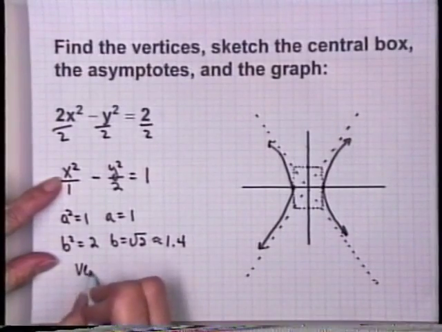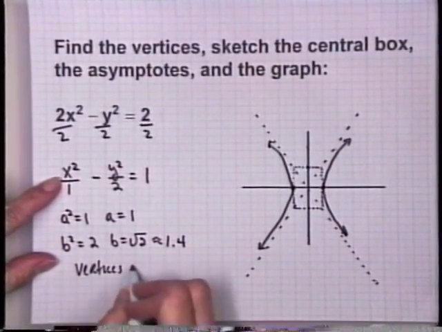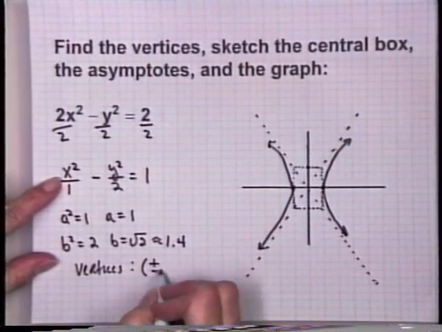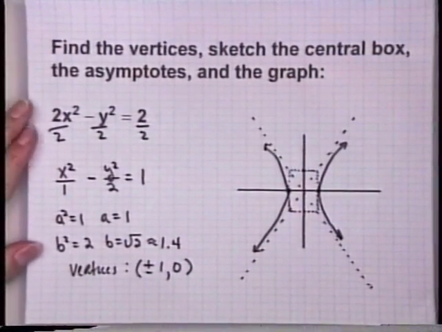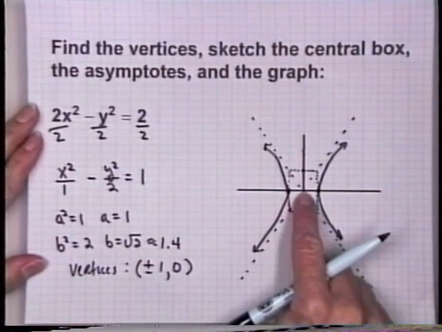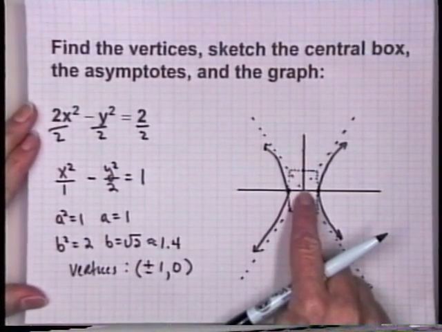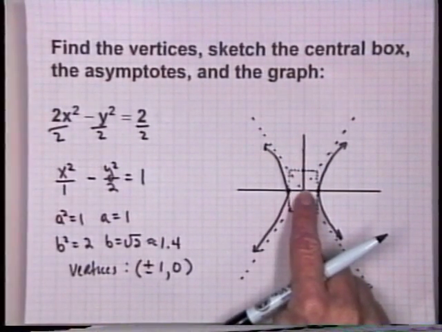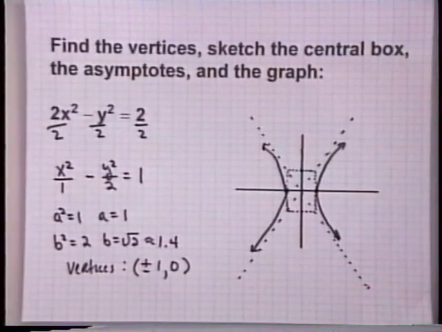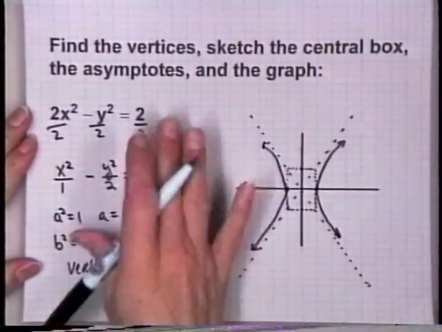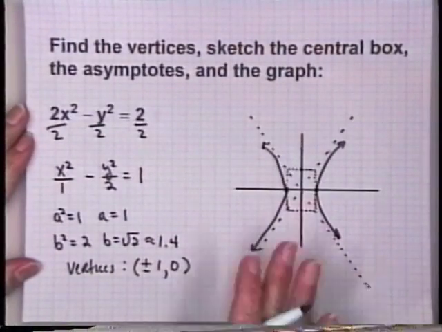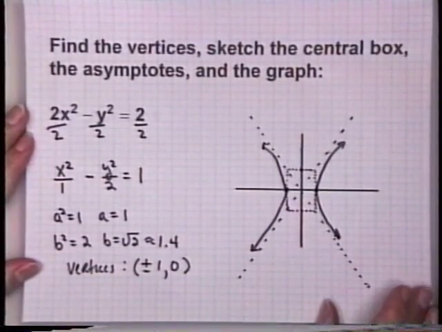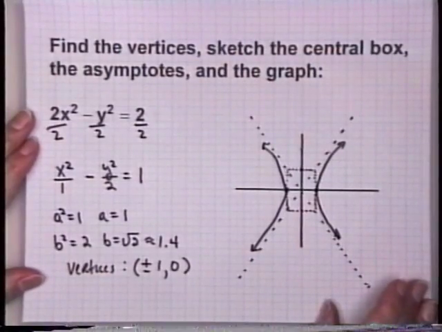So my vertices this time are on the x-axis, so the coordinates are plus or minus 1, 0. Now I've not really been mentioning it in these examples, but the center of our central box is always called the center of the ellipse, and again it's always at 0, 0 in this particular lesson. But just like with the ellipses, if we learn these basic concepts here, then we can always easily translate to a new location and do the same sorts of things that we're doing here.